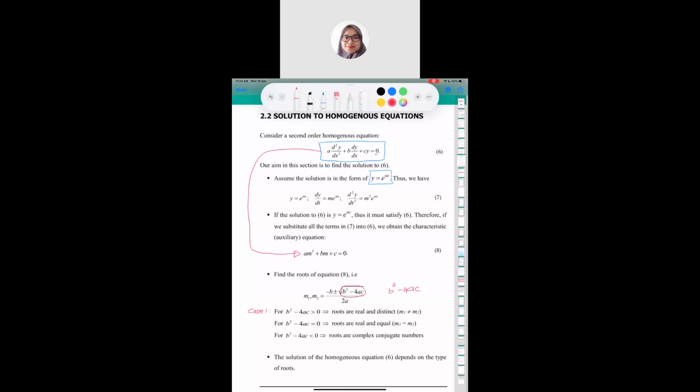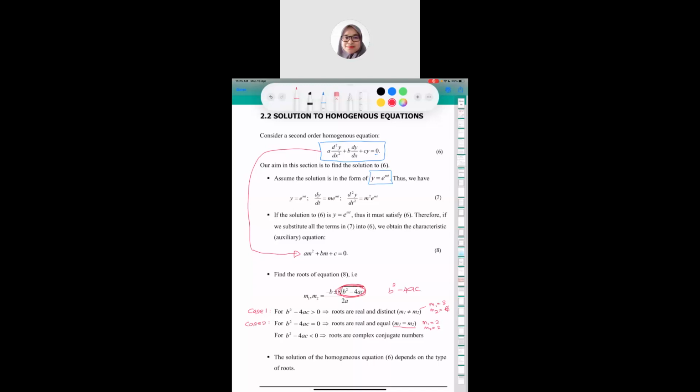Dan yang kedua, if you punya b² − 4ac equal to 0, means that this part, square root equal to 0, means that kita akan dapat real number and equal. So m1 and m2 sama. Let's say kata m1 sama dengan 2, m2 pun dapat sama dengan 2. Kalau yang ni m1 equal to 3, m2 equal to let's say kata 6 atau 4, different. Yang ni case number 2.